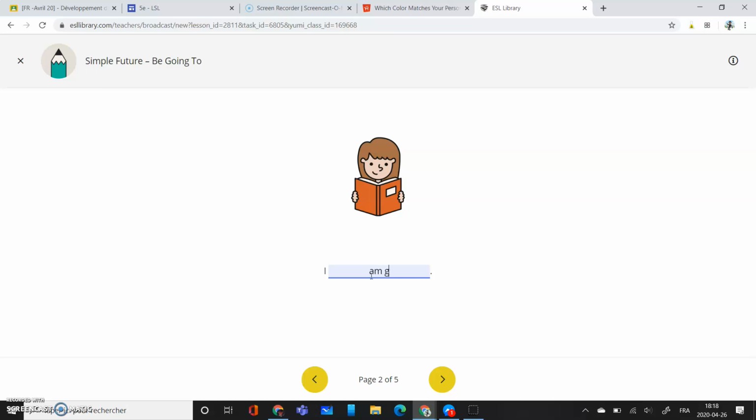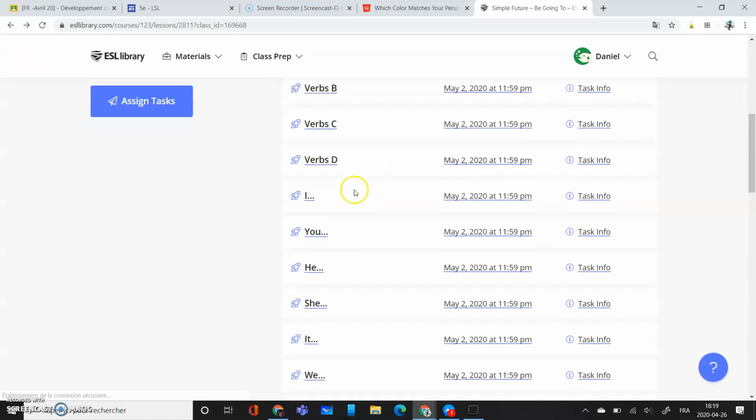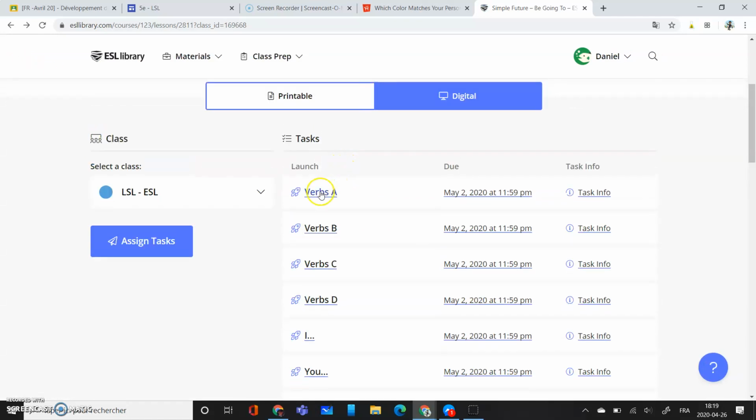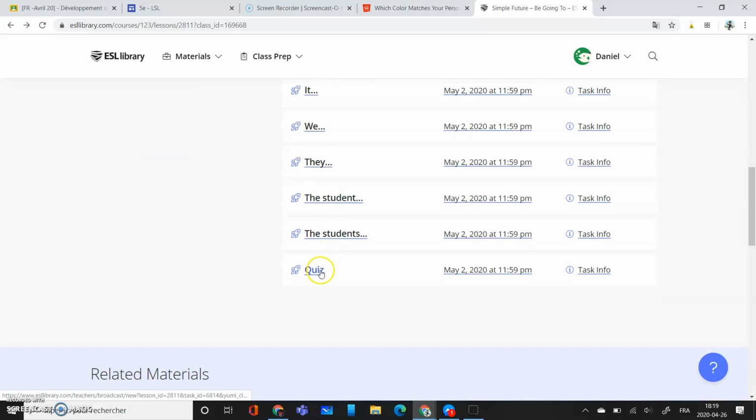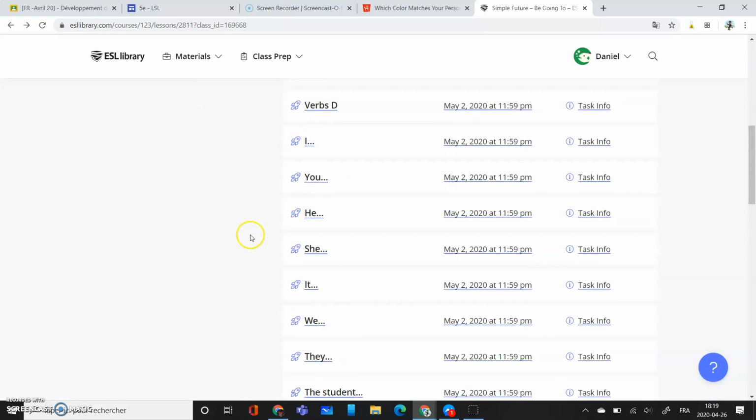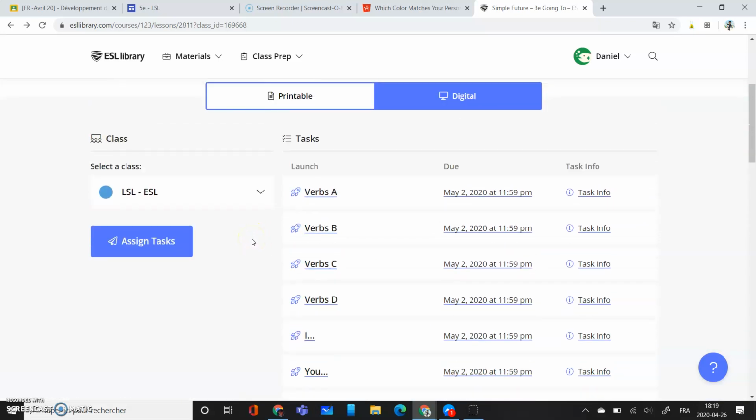So, I am going to, yes, to read. So, make sure that you complete all the different sentences and I'm going to correct them at home. Please make sure that you complete all the tasks from A until the quiz. It's very important that you finish those. It's supposed to take around 30 minutes.